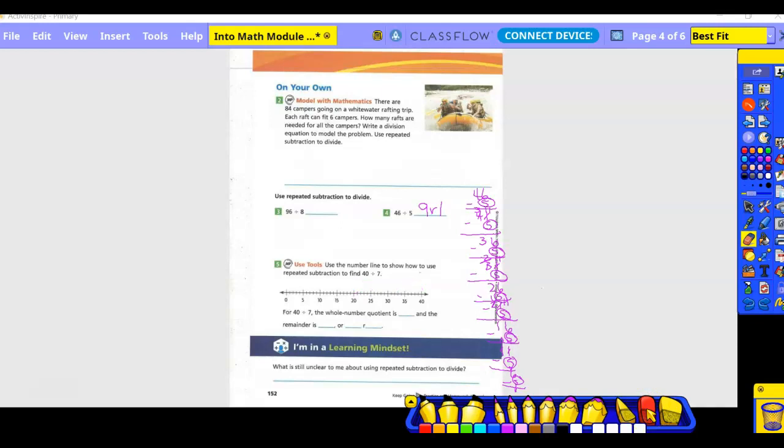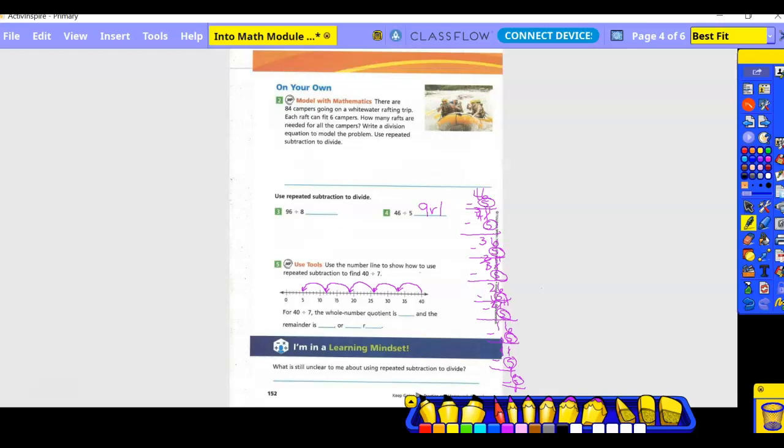Okay, so we are going to do 40 divided by 7. So we start at 40, we go back 7 to 33. 33 minus 7 is 26. 26 minus 7 is 19. 19 minus 7 is 12. 12 minus 7 is 5. And then can you go back anymore? No, because you don't have enough.